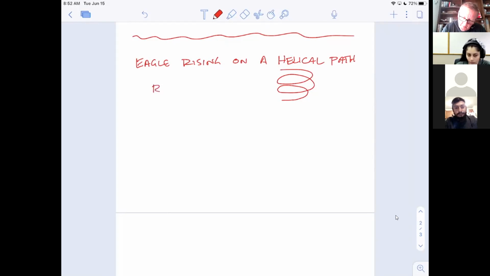But this is kind of cool. What if it was rising at 100 feet per, we'll say, minute, because it wouldn't be a second. And let's say that this helical path was on a 250-foot radius.